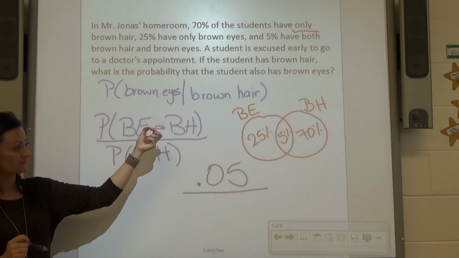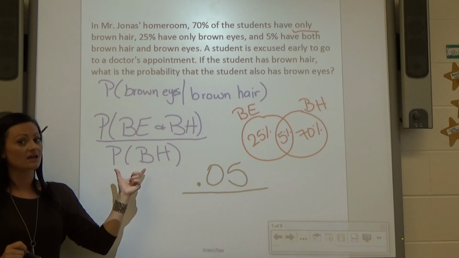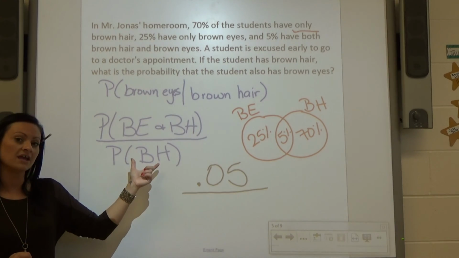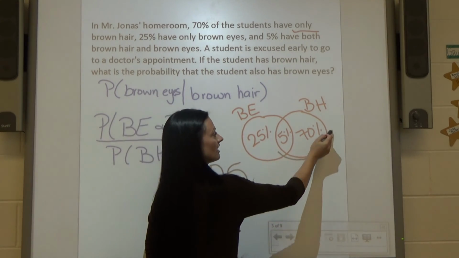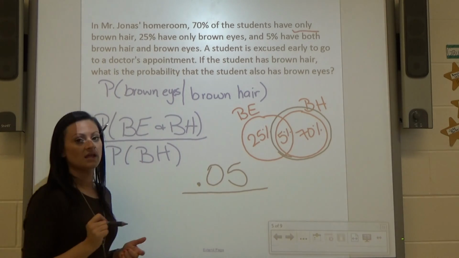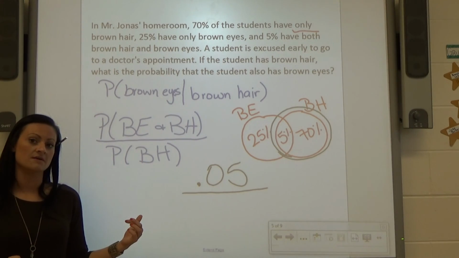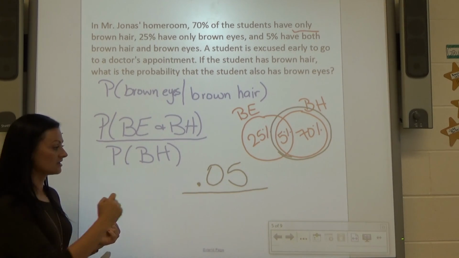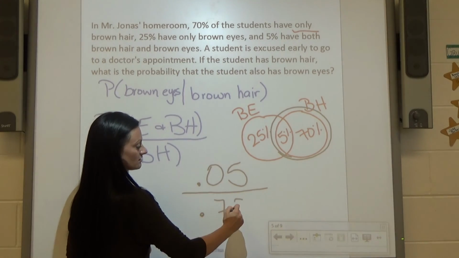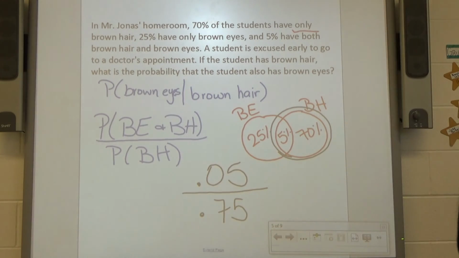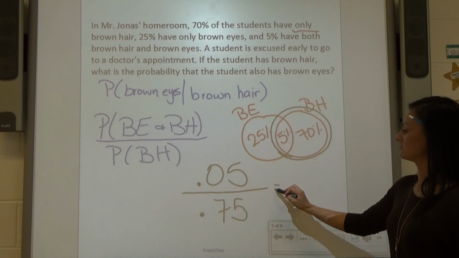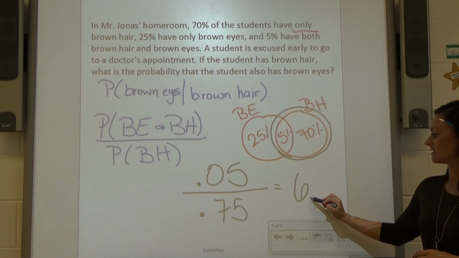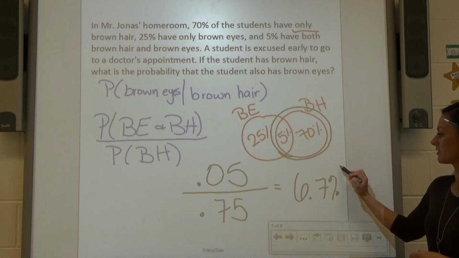But when I look at the probability that somebody has brown hair, I need the entire brown hair circle in my Venn diagram. So it's not 70%, it's actually 75%. So the denominator is going to be 0.75. And when I go through and actually figure out the probability of that happening, I'm going to put it back into a percentage, and this would be 6.7%.